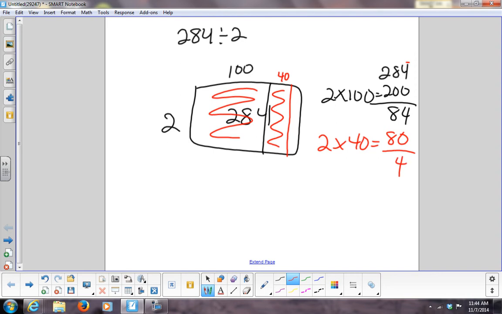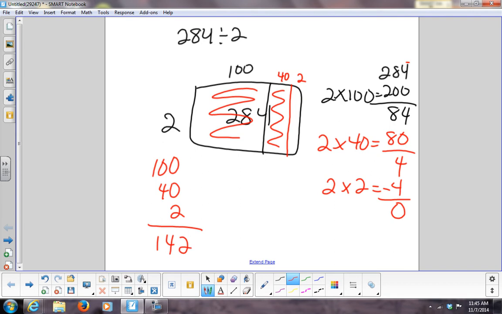Now how do I finish? Times 2. 2 times 2. Good. Now what numbers do I add up? The 100, the 4, and the 2. The 100, the 4, and the 2. So 142. It's easy.